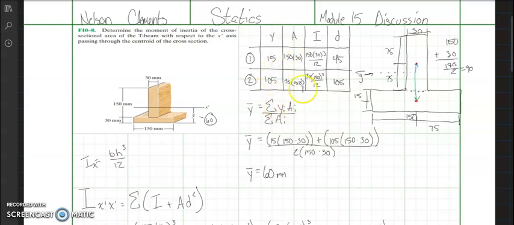Now to get the area, I'm simply going to do base times height of each one. Those should be equal for each one, so that's pretty easy. And they'll go all over the sum of the areas as well. So plugging all that in, you'll see my y value times the area plus my other y value times the area, all over 2 times the area since the areas are similar. This is going to give me y bar is equal to 60 millimeters.